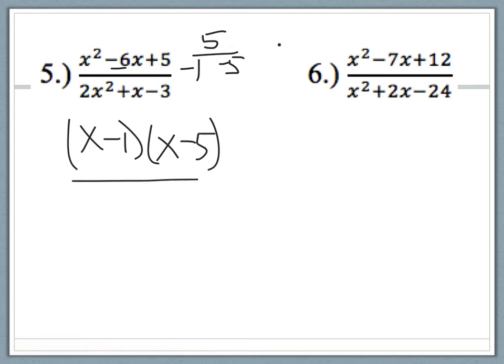Sweet. Now let's do the bottom. Remember, you have to do your a times your c, so 2 times negative 3 will be negative 6. So what things multiply to negative 6 and add up to 1? Well, we have 2 and 3, and we know one of them has to be negative. I want it to be a positive 1, so I'm going to make it a negative 2. So I have 2x in one, and an x in the other.